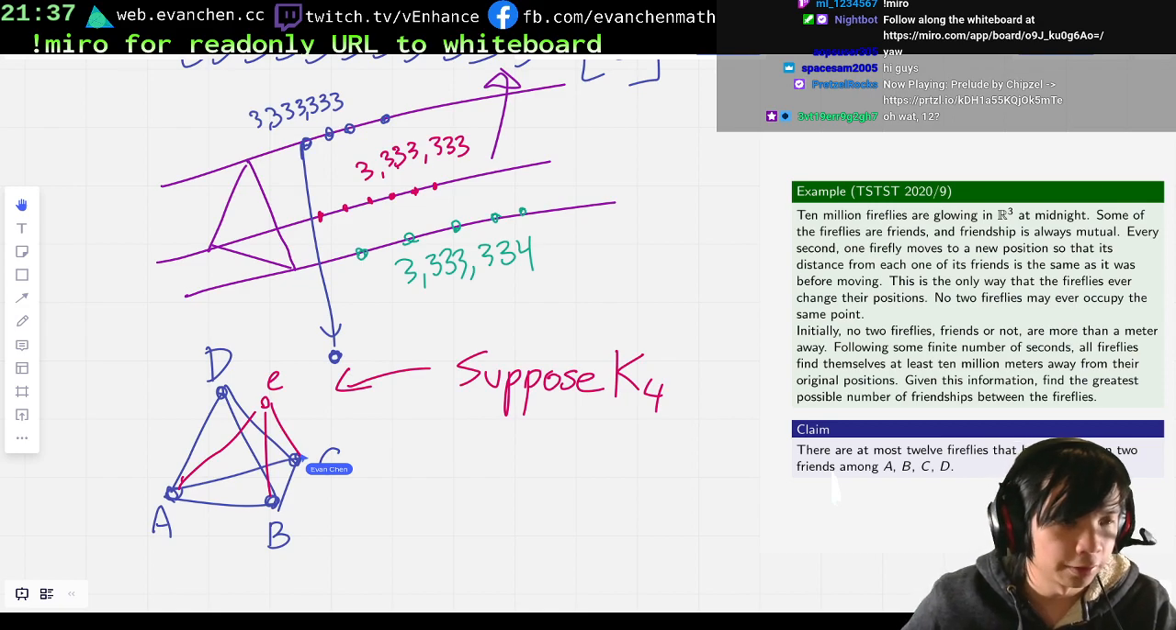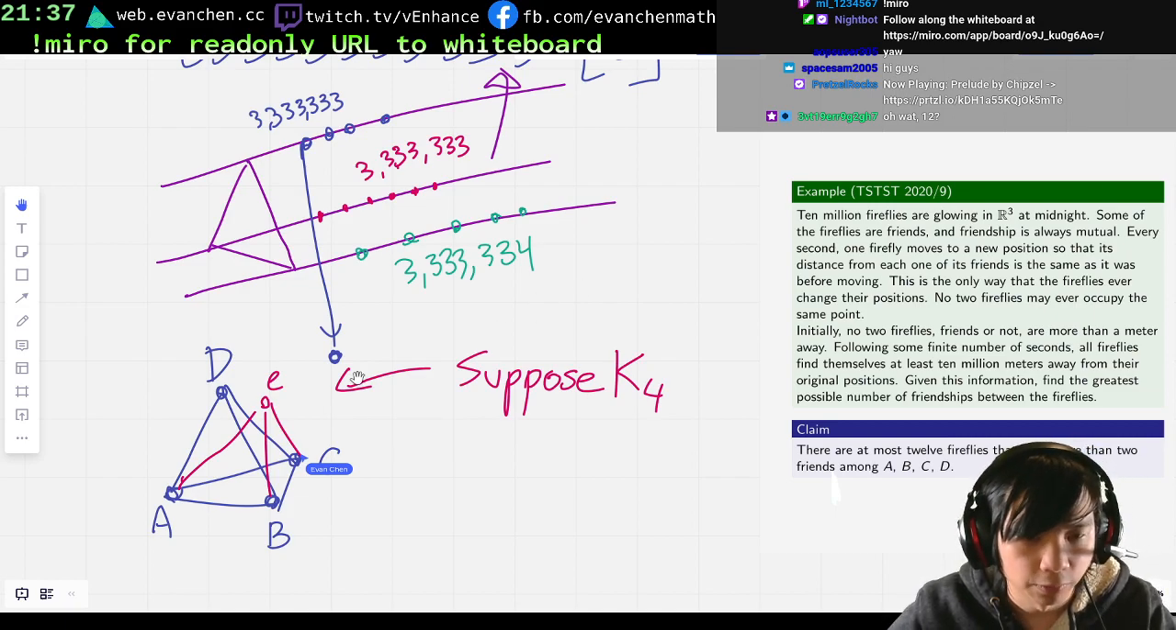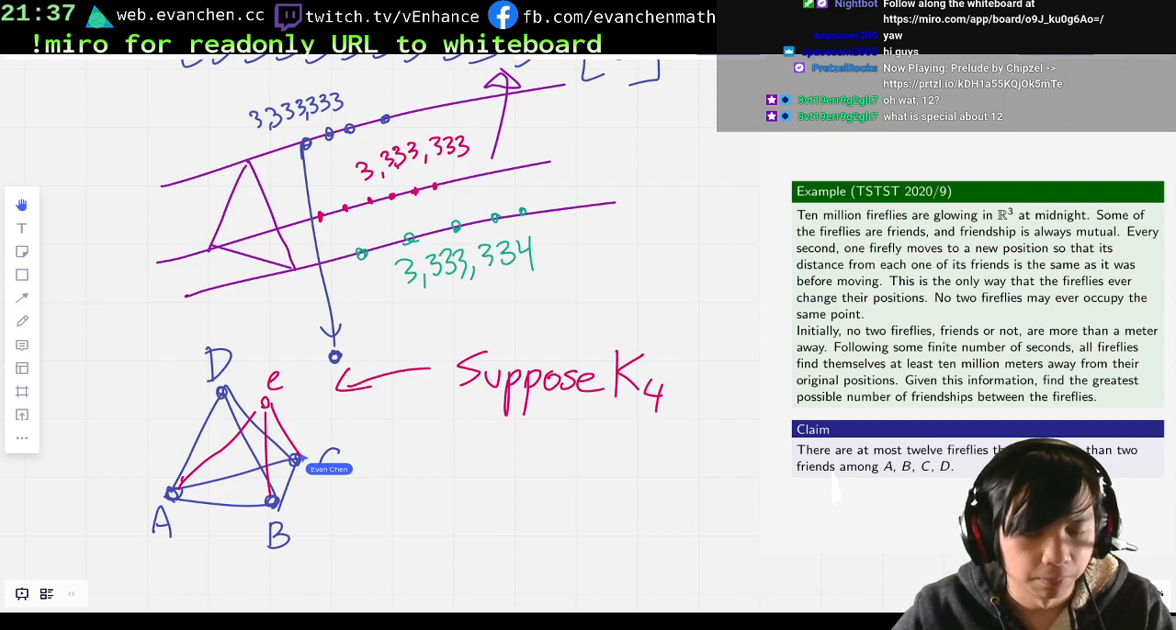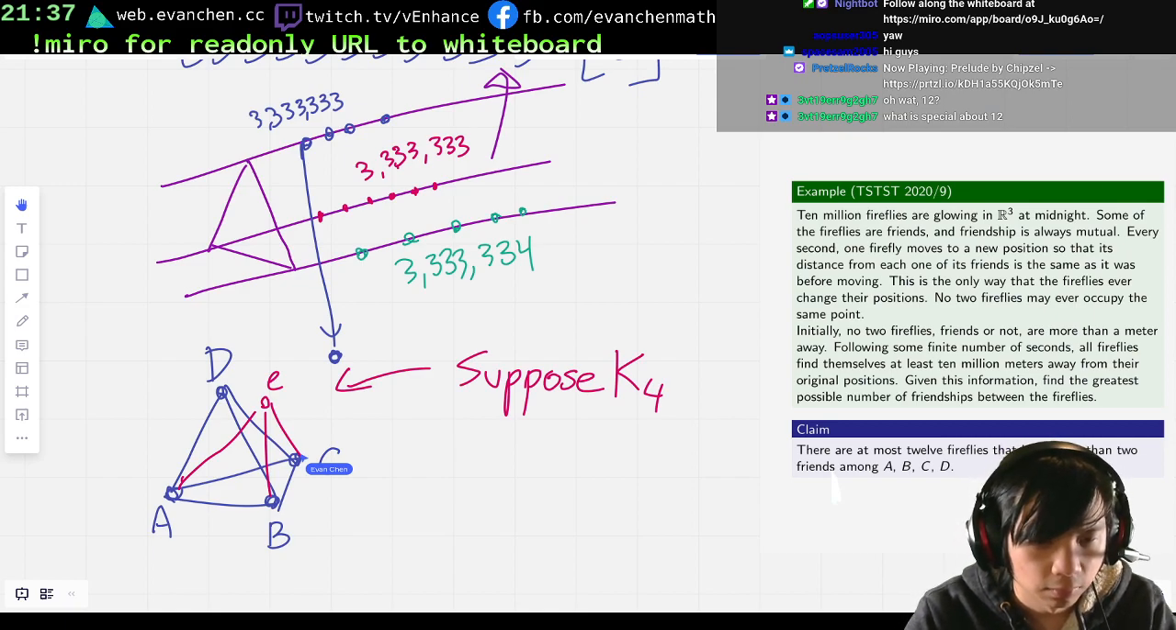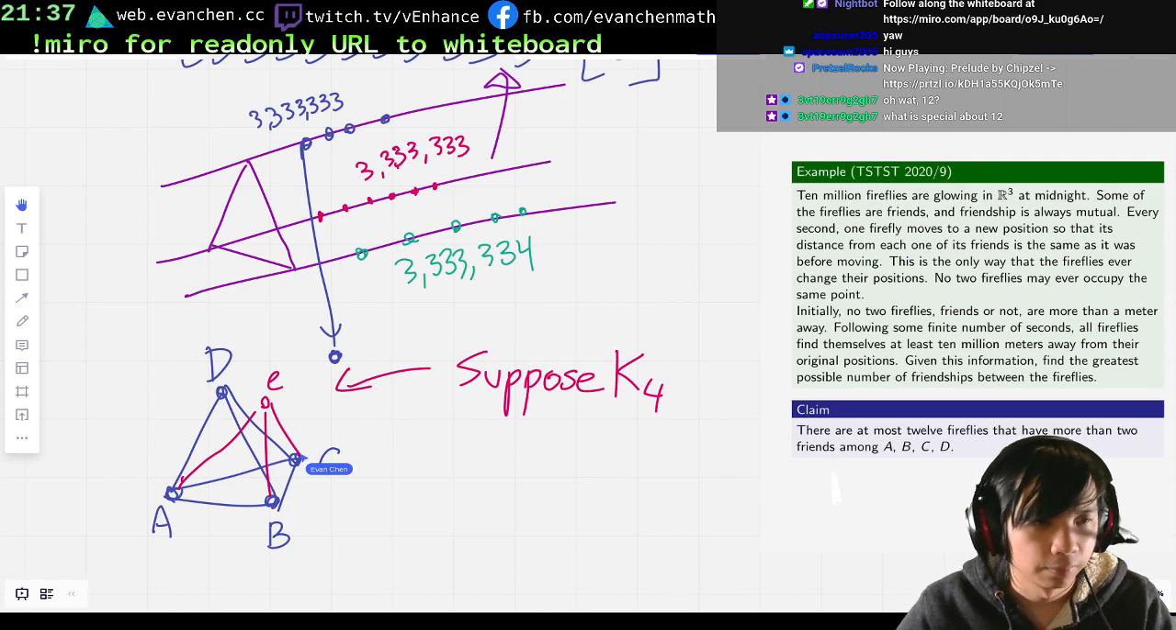The official solution gets a bound of 12. I think there are other bounds that you can get, depending on how you vary what exactly you say in the claim. But yeah, the official solution gets a 12.